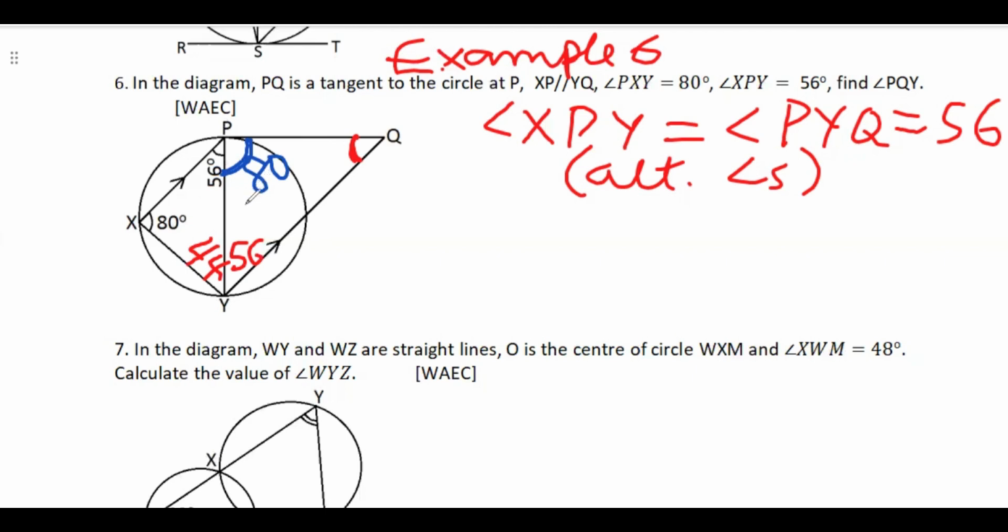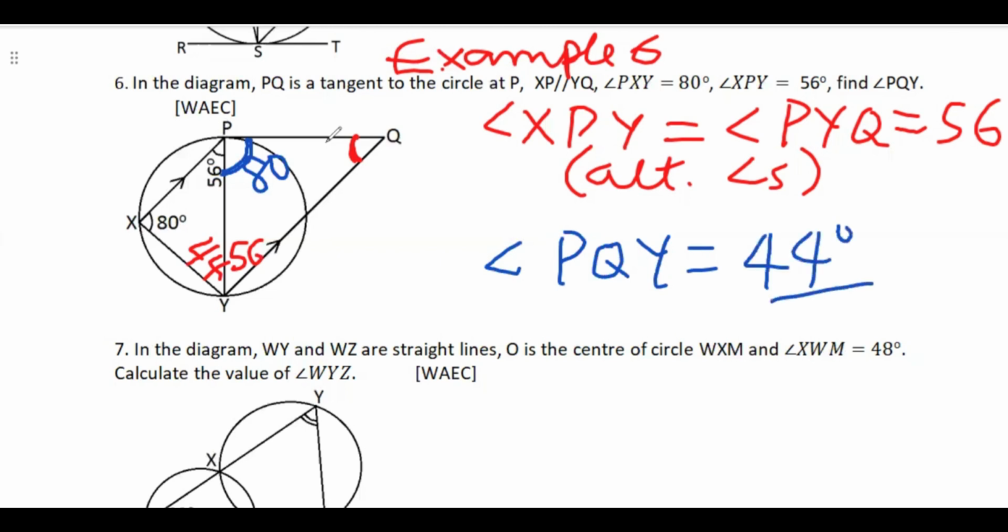Hence, if you now consider triangle PQY, we already know this angle 56, we know this one 80. For us to find the required angle PQY, we just add 80 and 56 together and subtract from 180. Subtracting from 180 should give us 44 degrees. So that's the answer for example 6.